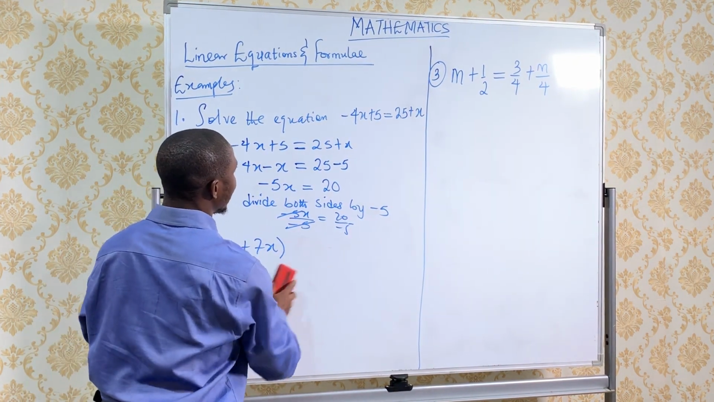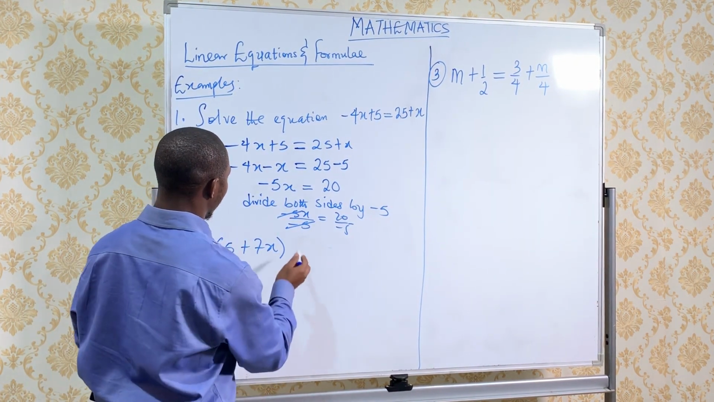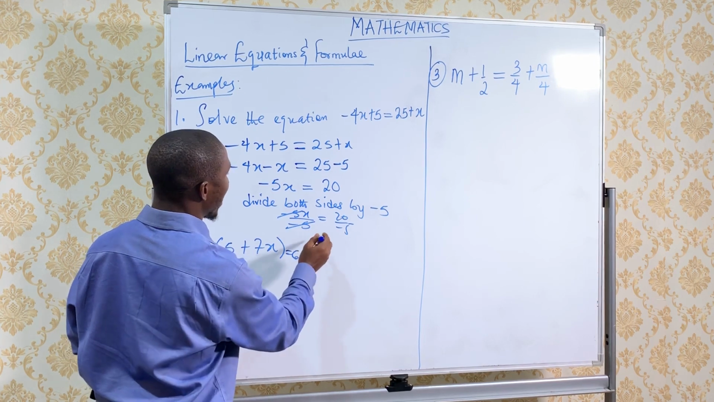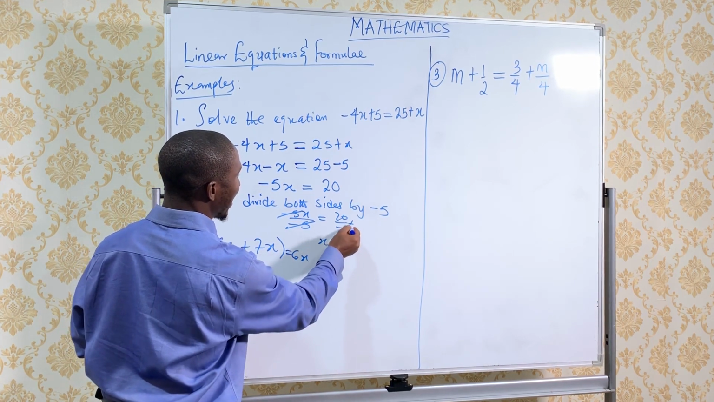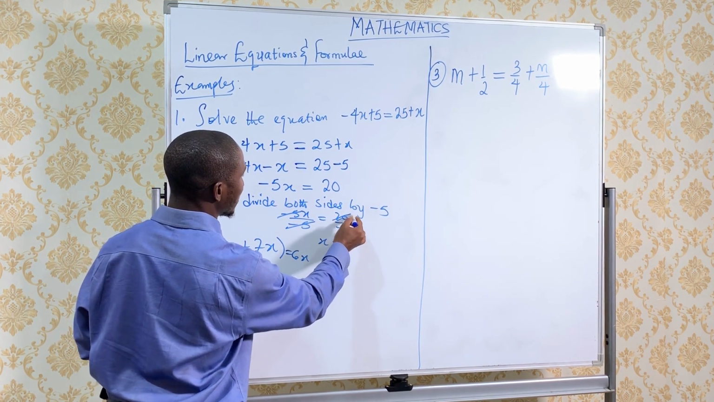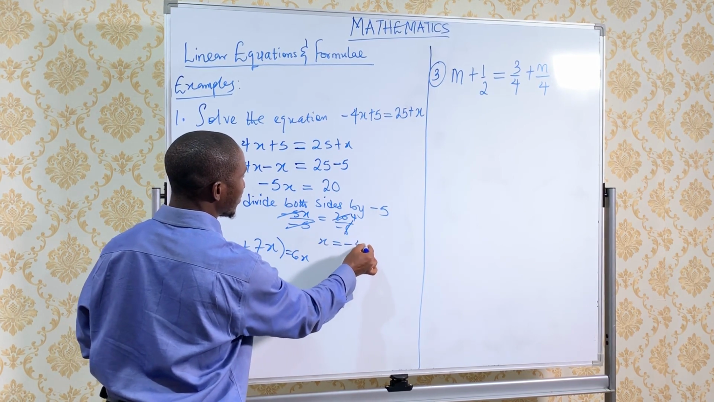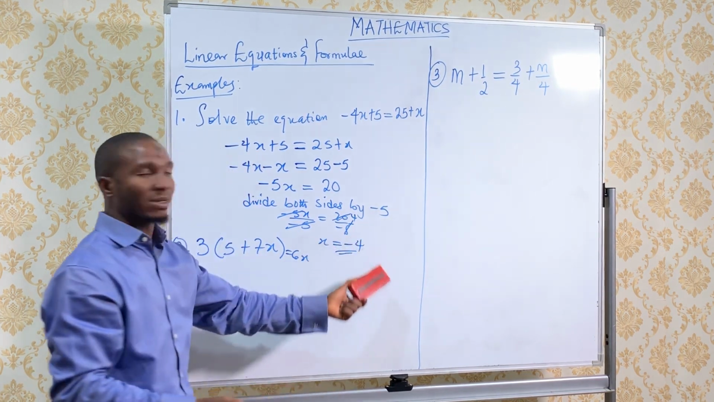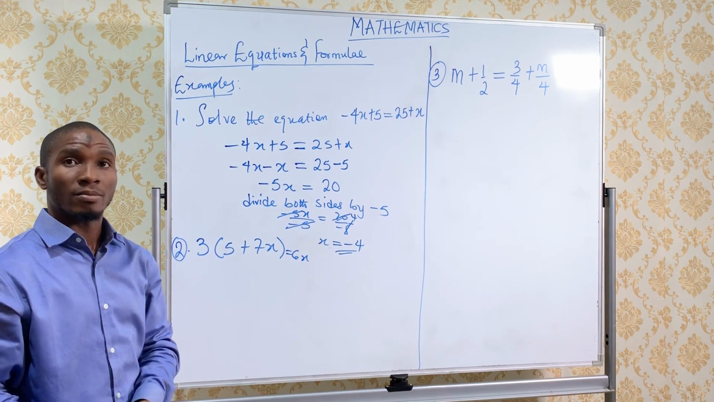So we have our x here to be equal to, 5 in 20 is 4, with this negative, minus 4. So x is minus 4 from question 1.